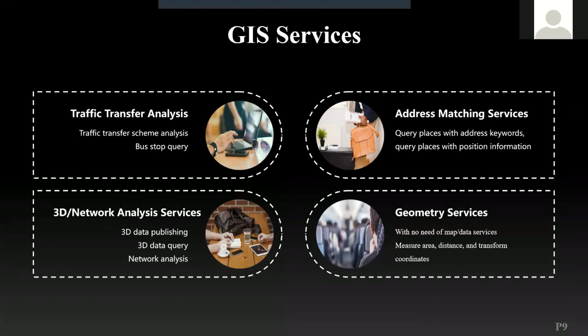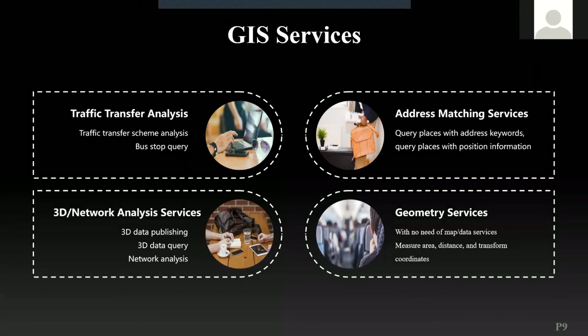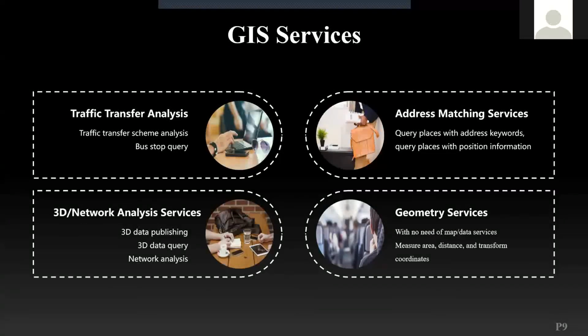For example, we want to go from point A to point B, and if we use traffic transfer analysis and give it the parameters we have, we can get the results of how to go to point B from point A by bus. The result will be like: you need to take bus line one, from which station to which station, and then transfer to bus line B at which station, and then you need to walk how long to reach our destination. So this is the traffic transfer.